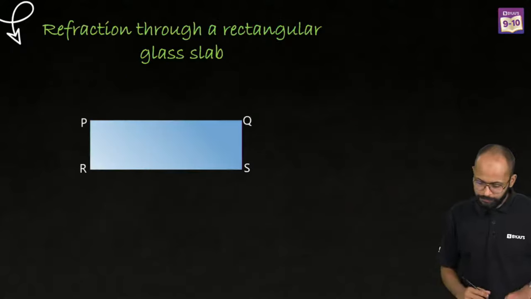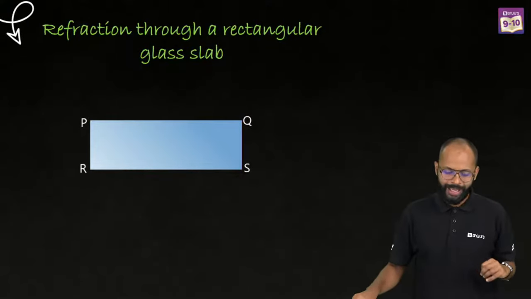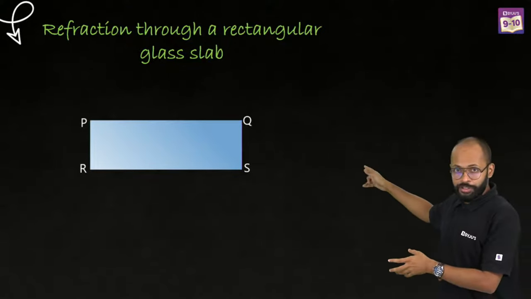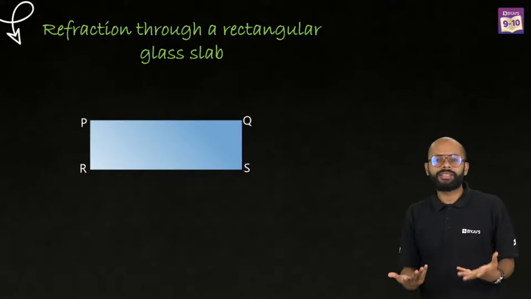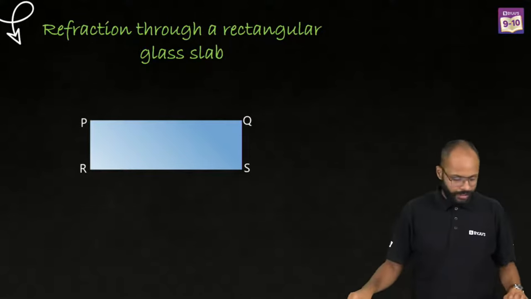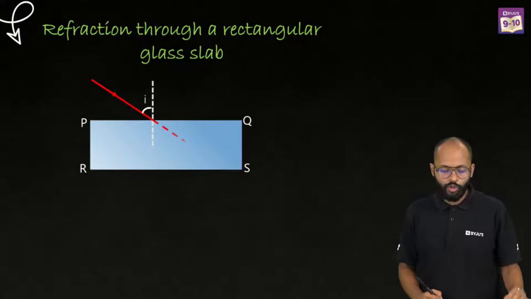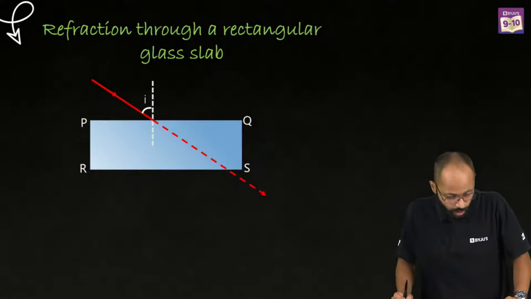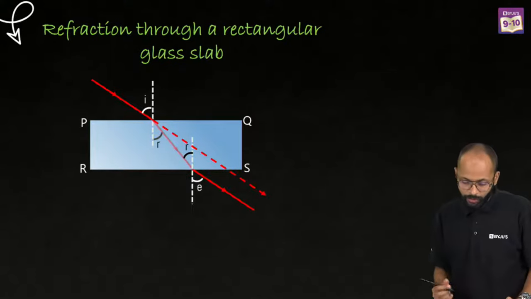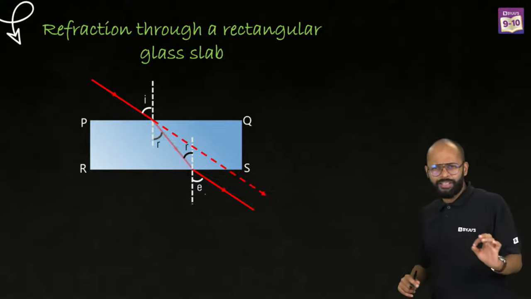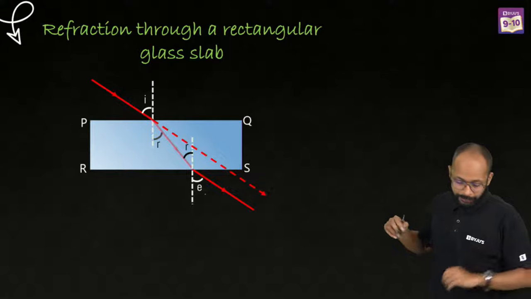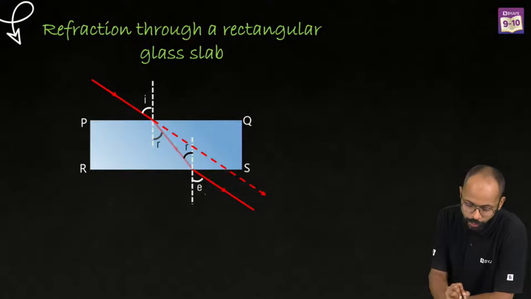Refraction through a rectangular glass slab. There have been long answer questions on this. Sometimes the examiner asks you to draw the diagram of refraction through a rectangular glass slab. First surface: it is going from air to glass, bending towards the normal. Next, it is going from glass to air, bending away from the normal. There is emergence, and with basic mathematics you will realize that I is equal to E, and R is equal to R.